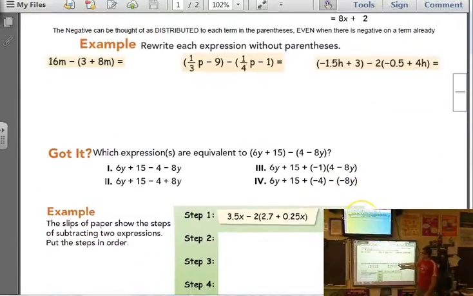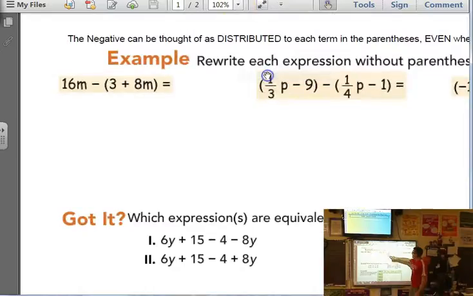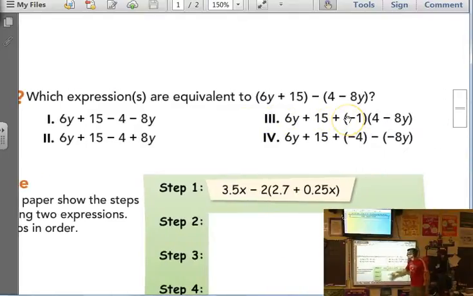All right, so did we get through this example? We didn't do the last one. And we're right here. Okay, let's dive in. So to figure out which expressions are equivalent, we have to figure out what this expression is.